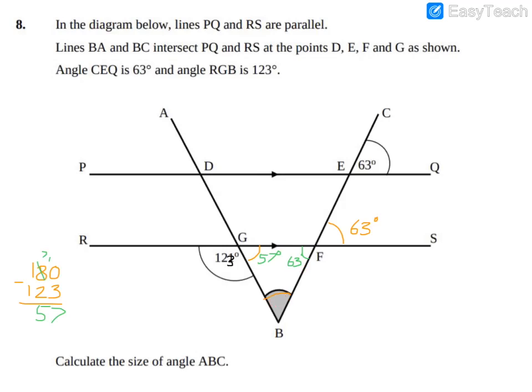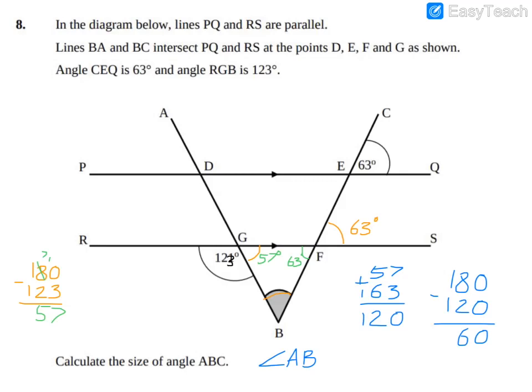So how are we going to do that? Well, let's do 57 plus 63. That's 10, carry the 1, 12, 120 degrees that we've got so far. So to get this last bit, we're going to have to do 180 take away 120, and the answer is going to be 60. So angle ABC equals 60 degrees. Good. Okay, question 9 then.